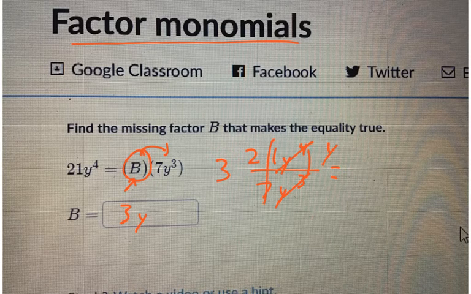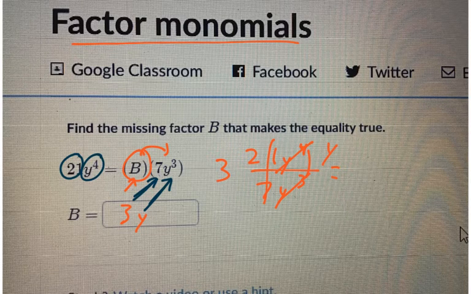The other way that you could have done it, of course, is just do your mental math. 3 times 7, 21. y times y^3, y^4. So you could do it with divide or do it with multiply, basically going backwards. All right? But that's all we're doing, guys. We're just factoring monomials in this practice set.